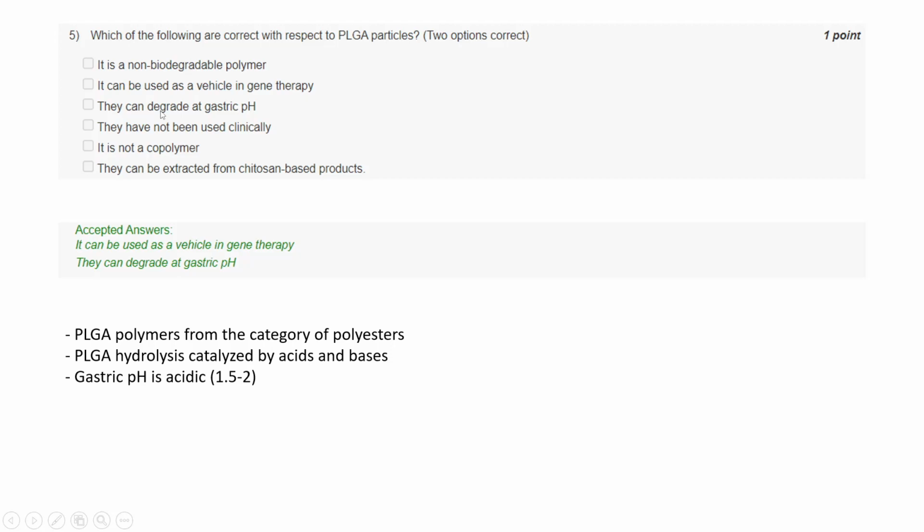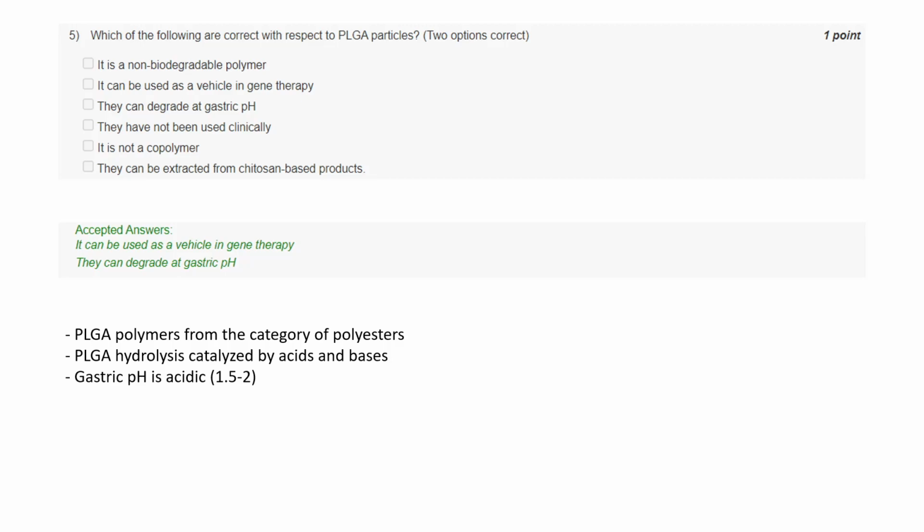Third option is they can degrade at gastric pH. Gastric pH is highly acidic in nature, and since PLGA hydrolysis can be catalyzed by acids and bases, PLGA gets degraded at gastric pH. Next, they have not been used clinically. No, that is again a wrong option. They are very widely used clinically. Is it not a copolymer? No, PLGA is a copolymer of glycolic acid and polylactic acid. And next, they can be extracted from chitosan based products. No, PLGA is not a natural polymer. It is synthesized chemically, so it essentially is a chemical polymer.